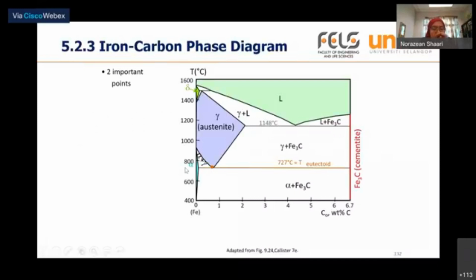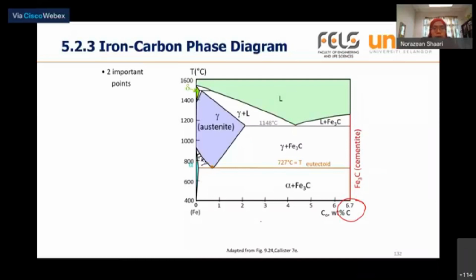Okay, since dalam syllabus tu ada sedikit tentang iron carbon, so iron carbon juga adalah binary phase diagram, but specific only to steel lah. Iron carbon ni kan, iron carbon is a steel. So kalau kita tengok untuk steel alloy pun, the maximum carbon added is 6.7 weight percent. So that's why kalau kita tengok dekat sini, carbon ni up to 6.7 weight percent only.